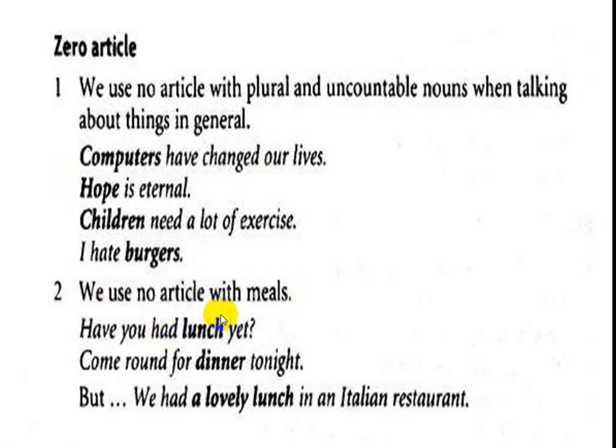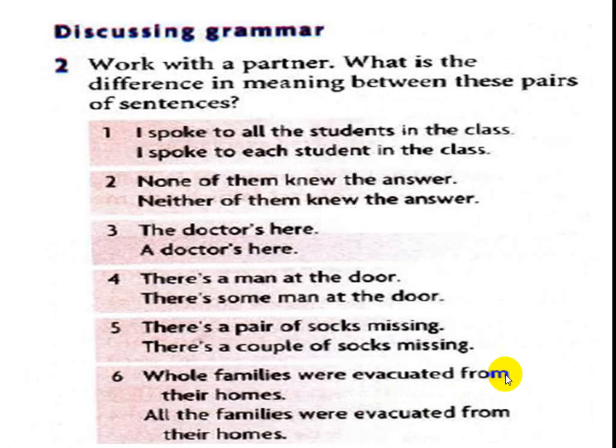Have you had lunch yet? We do not say have you had the lunch yet. We do not use any article with meals. Come round for dinner tonight. But we had a lovely lunch in an Italian restaurant. We here used a because we want to describe the lunch as lovely. We cannot say we had lovely lunch. We must say a lovely lunch. We are describing the lunch here as lovely in an Italian restaurant.